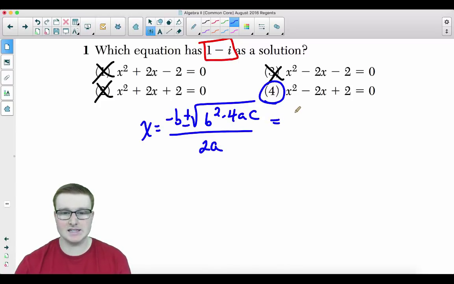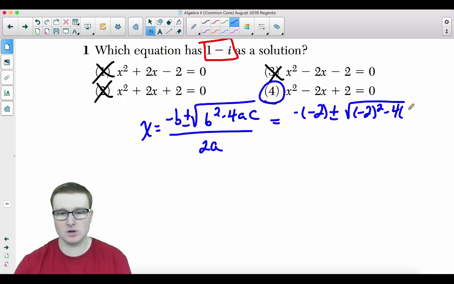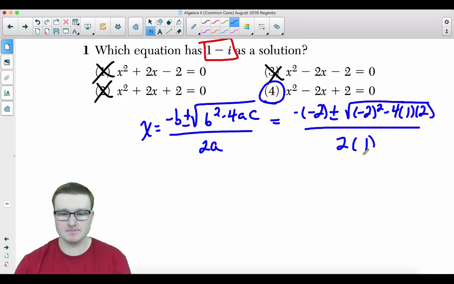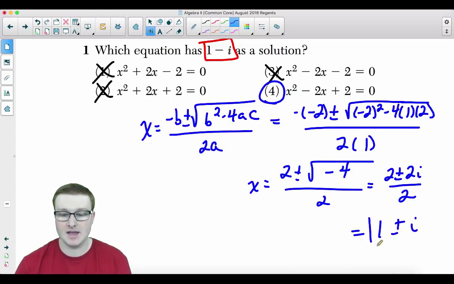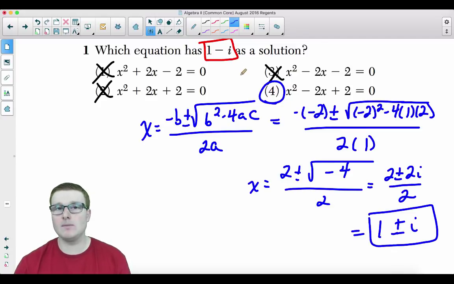So we get negative and negative 2. Watch your signs. Plus or minus the square root of negative 2 squared minus 4 times 1 times 2, all over 2 times 1. So we get x is equal to positive 2 plus or minus the square root. When you simplify this, it will give you the square root of negative 4 all over 2. We get 2 plus or minus 2i all over 2, and we get 1 plus or minus i. And you could take the negative, 1 minus i is a solution. Your answer is choice 4.